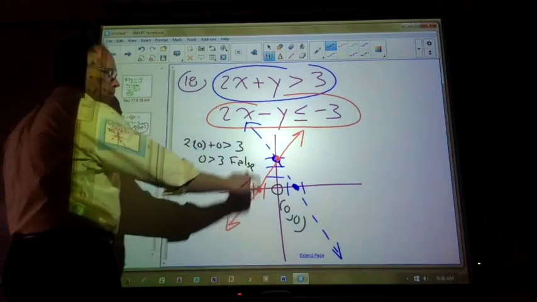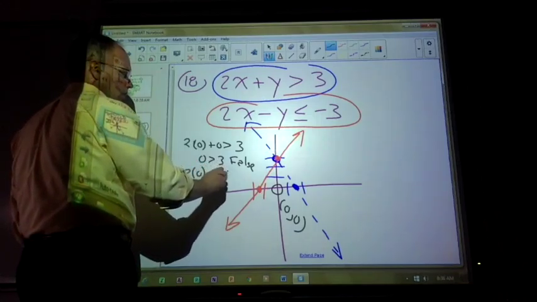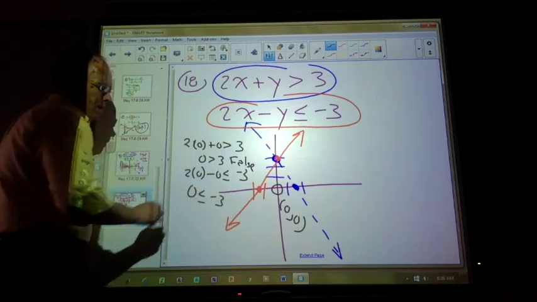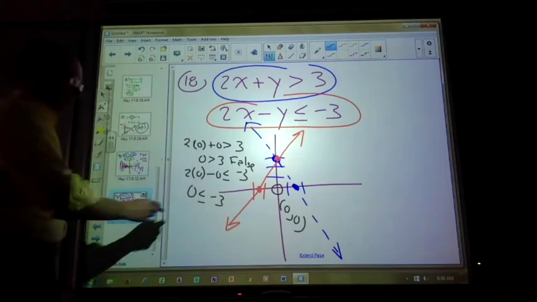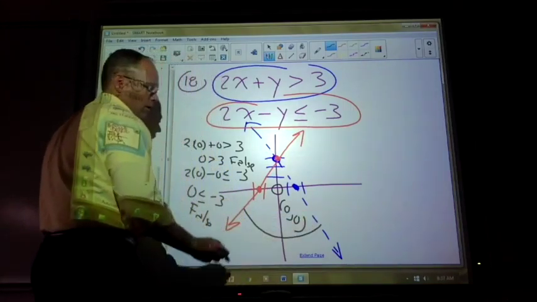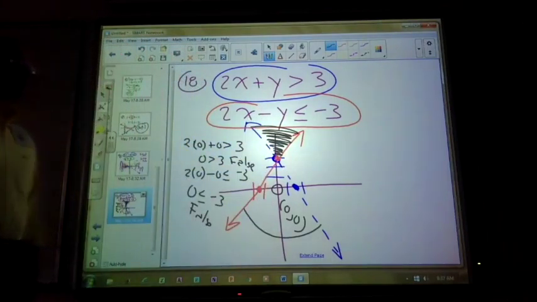Should I do the other one to see if it's a false, false? Yeah. Might as well. So plug 0, 0. 2 times 0 minus 0 is less than or equal to negative 3. 0 is less than or equal to negative 3. No. That's also false. Here's the nice thing. This region down here is false, false. So that means this region up here is my true, true region.